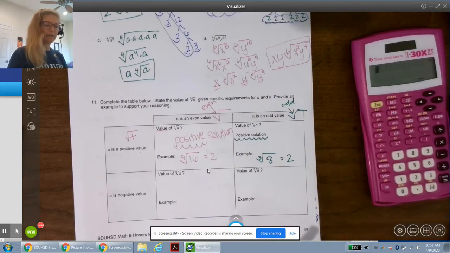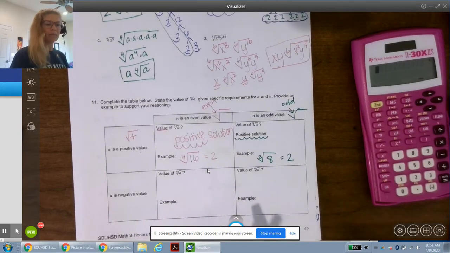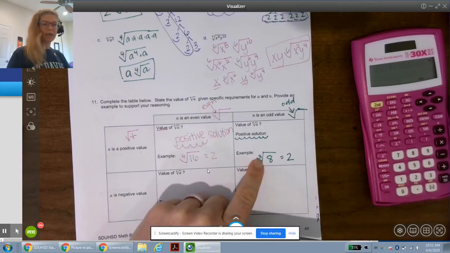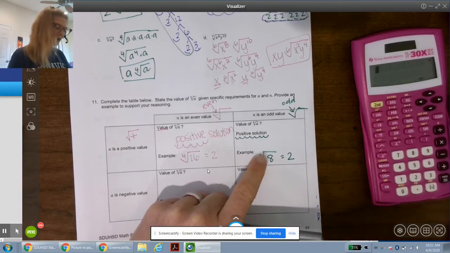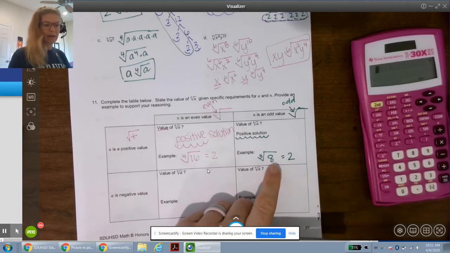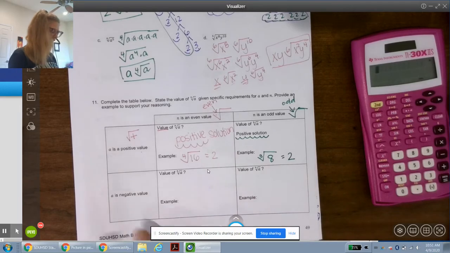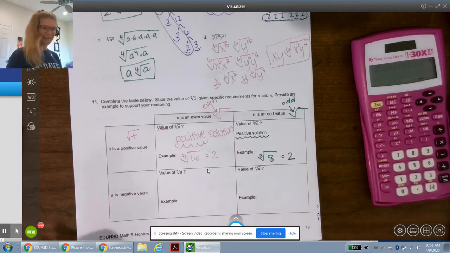That's because if you have a positive number and you multiply it by itself an odd number of times, the index could be 3, it could be 5, it could be 15. Any odd number of times, you're always still going to get a positive number. Okay, now let's get into the fun stuff.